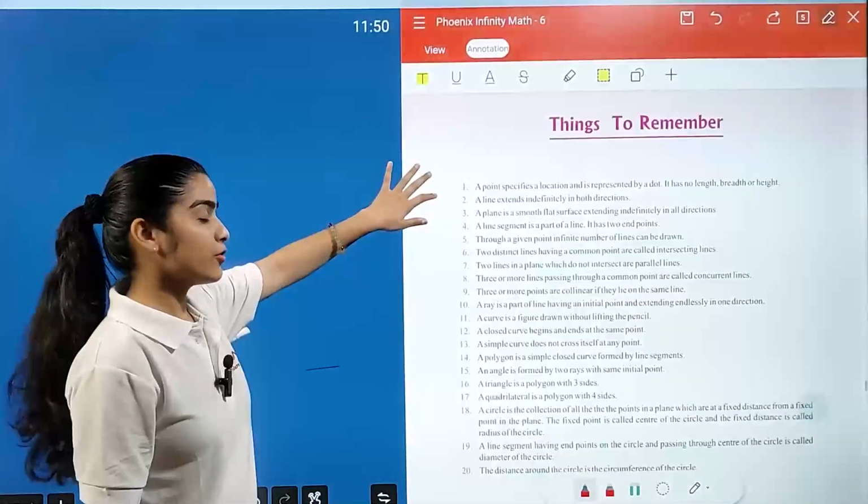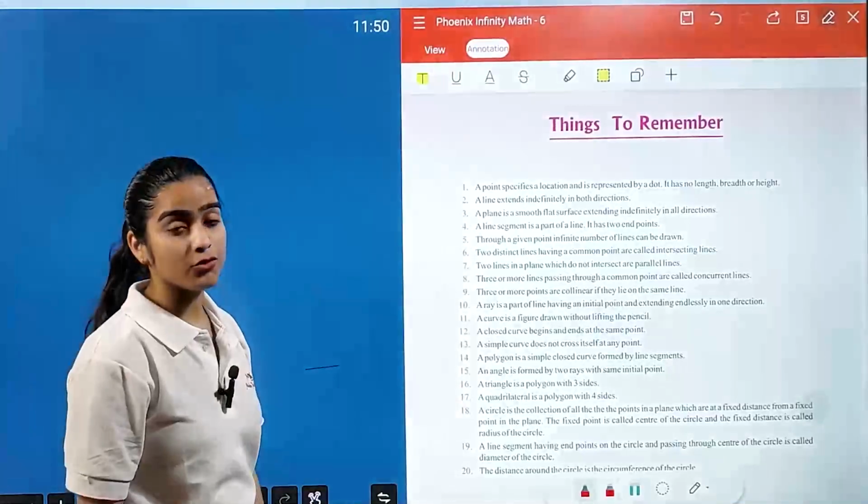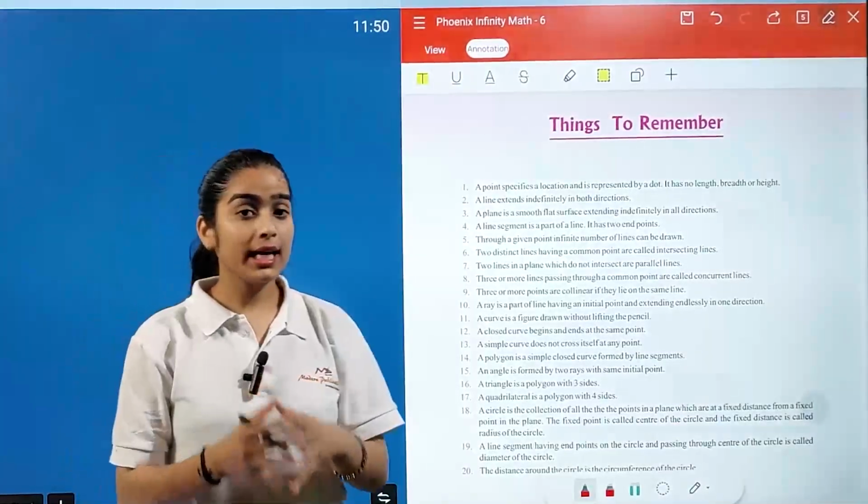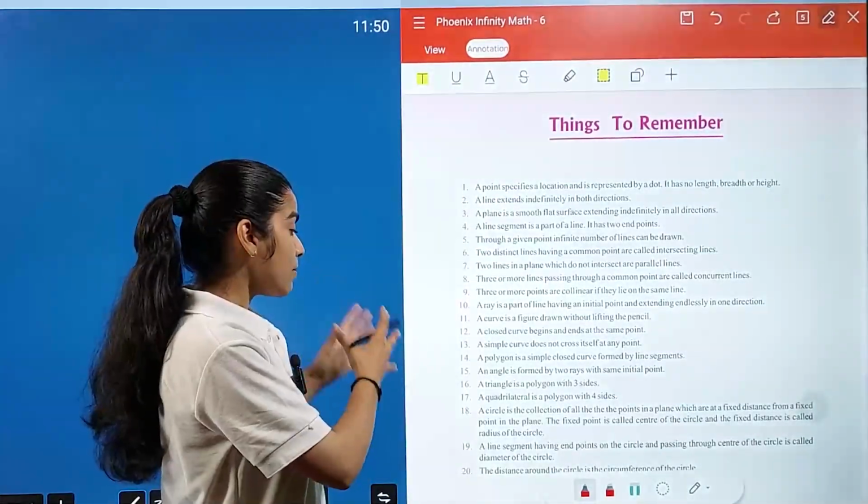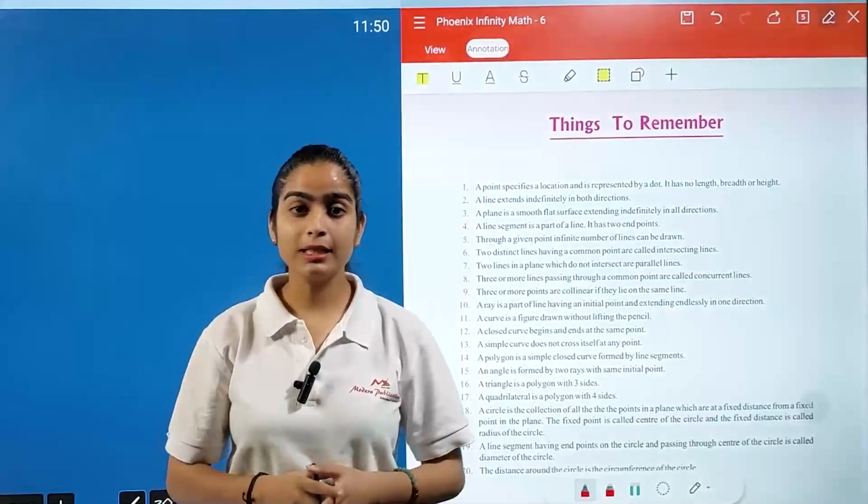After this is the end of your chapter, and here you have the things you have to keep in your mind. If you forget any concept, you can go there. Here you have a combined form of the concepts which we learned till now.